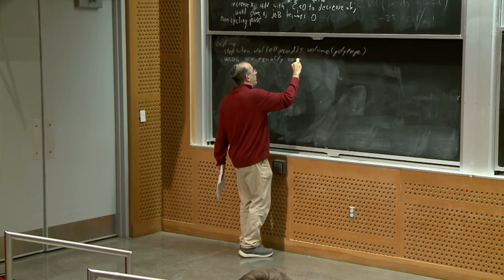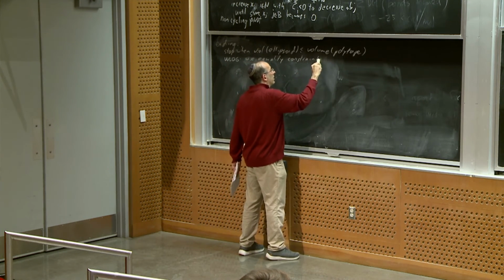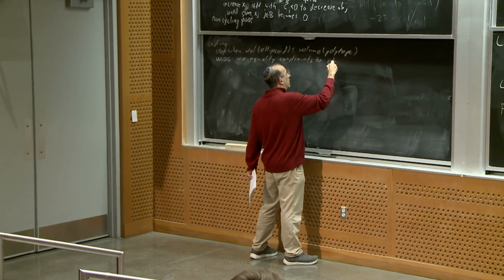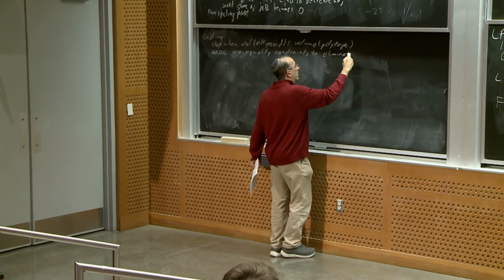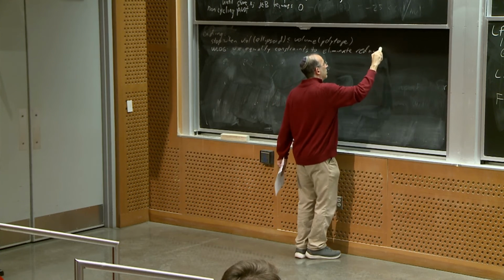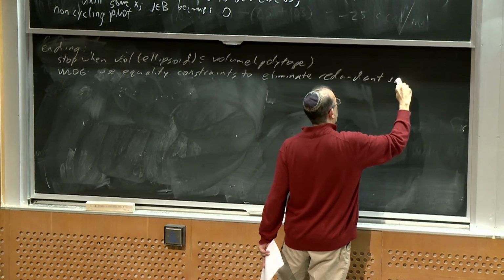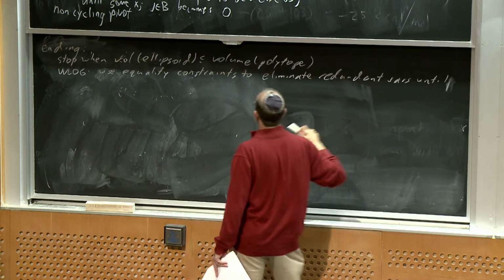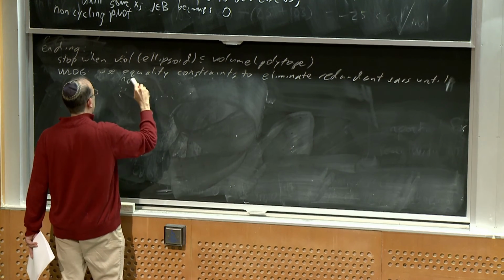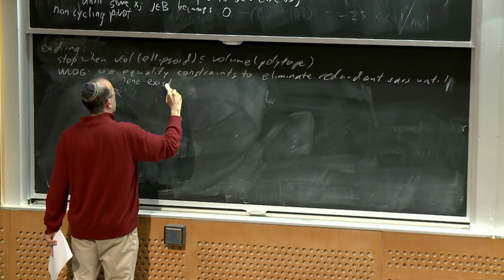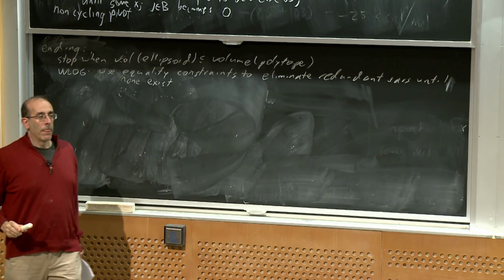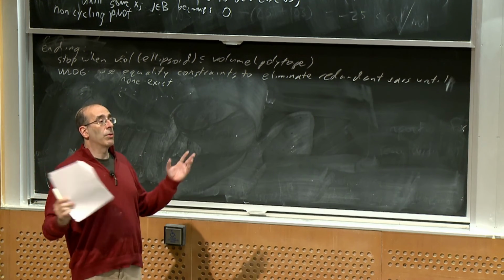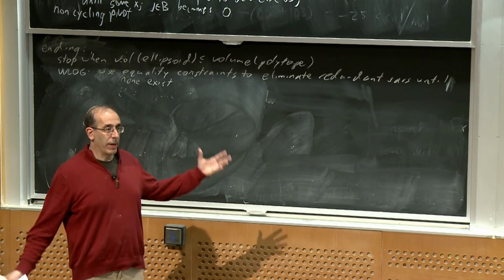Use the equality constraints to eliminate redundant variables until there are none. Okay? So there are no more equality constraints. So now you only have inequality constraints.